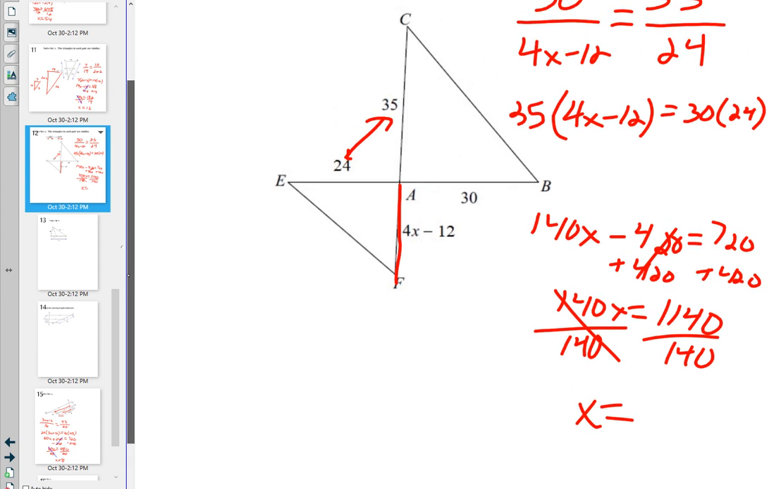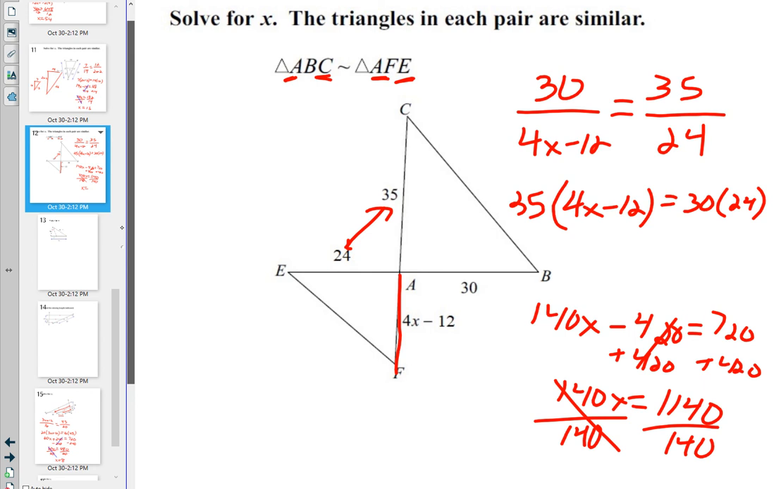Okay, then I might have done something wrong. I think I messed up my mental math. 30 corresponds to the 4x minus 12. 35 is part of the 30, so that should go on top. The 24 should go on the bottom.